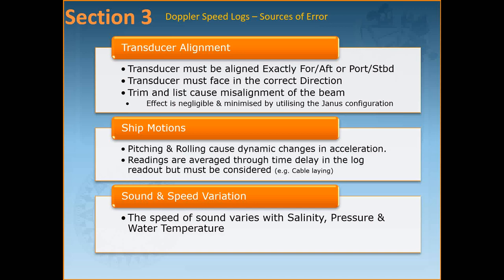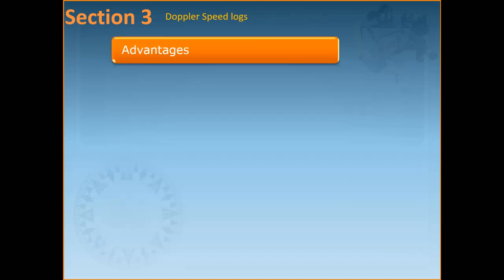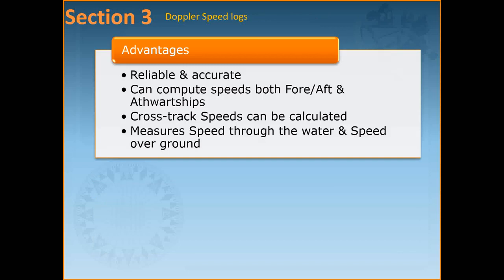So if the temperatures are very high in warm water, the log may show different readings. Some Doppler logs may be compensated for errors caused by sea temperature change. Finally, the advantages of Doppler logs: they are very reliable and accurate. They can compute speeds both forward and aft and athwartship.